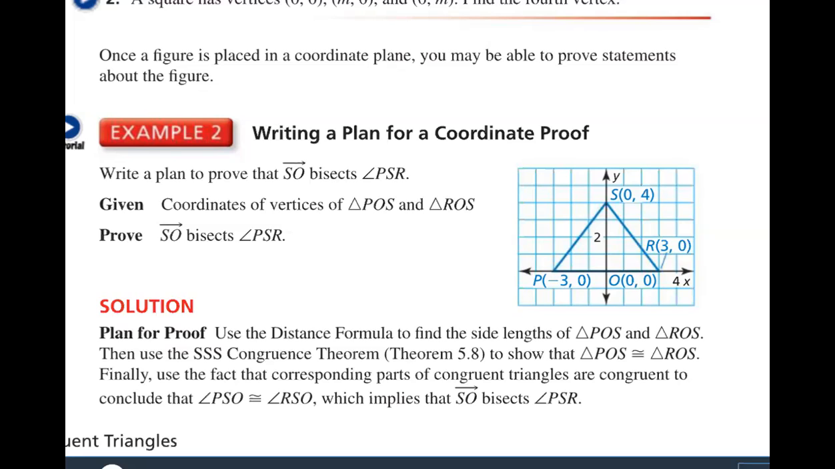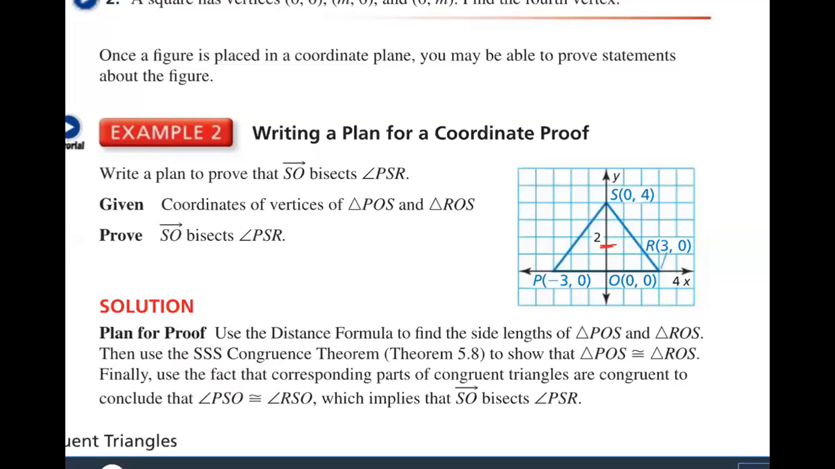All right, so looking at this one, we're writing a plan to prove that SO bisects angle PSR. Okay, so now we're kind of going backwards from the last one. Last one, they gave us that it was an angle bisector. This time, we have to prove it. To be able to prove it, we're proving triangles congruent. So we're going to prove these two triangles congruent, the left and the right.